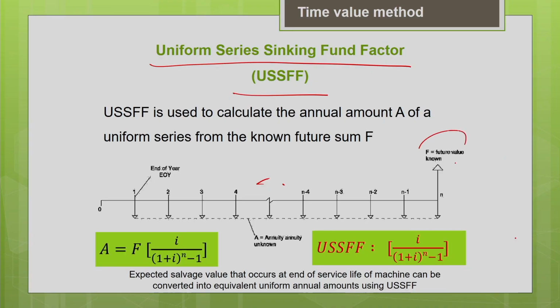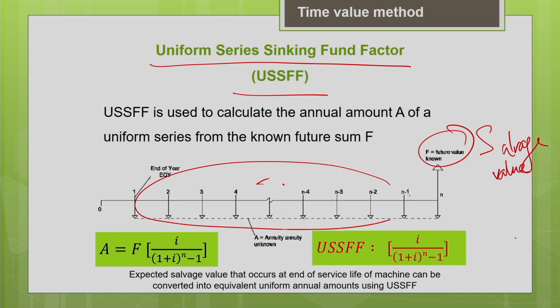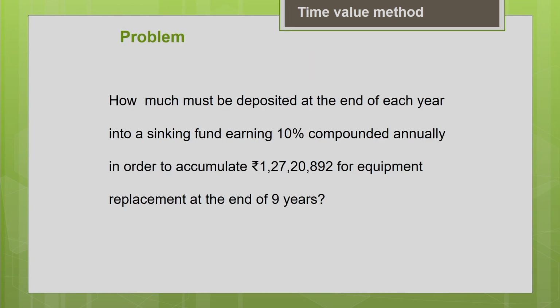So how do we convert this salvage value, which occurs in the future, into equivalent uniform annual amounts? We can do that using this factor, the uniform series sinking fund factor. This is one application from the equipment economics point of view. We are converting the salvage value occurring in the future into equivalent uniform annual amounts using the uniform series sinking fund factor. Now let us see an illustration from the equipment perspective.